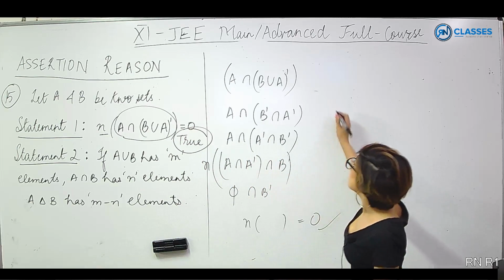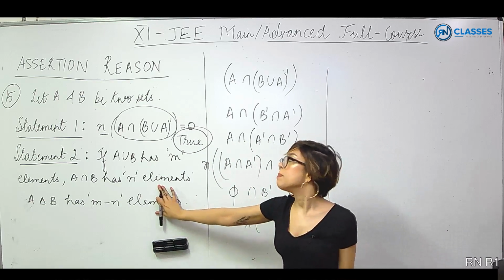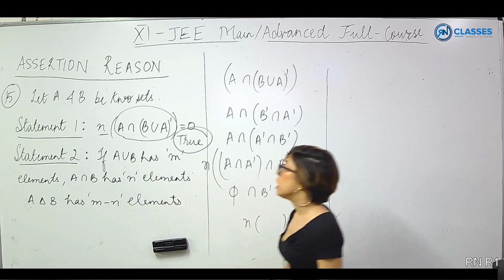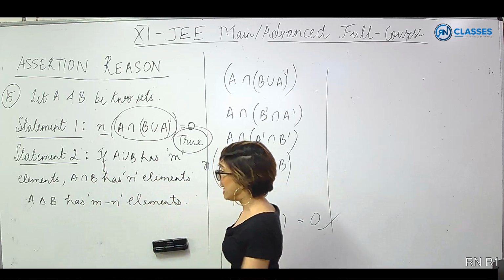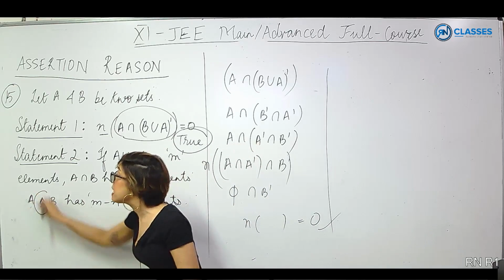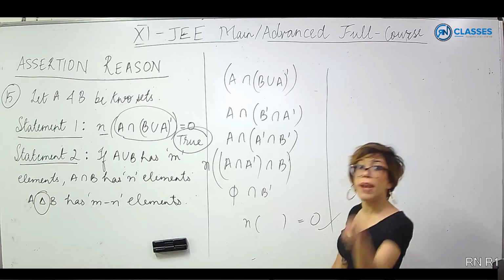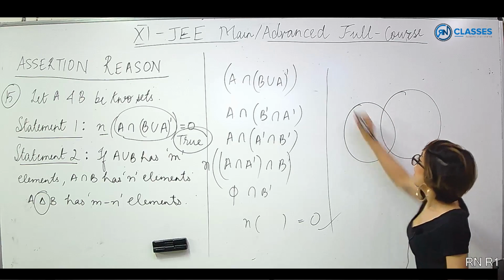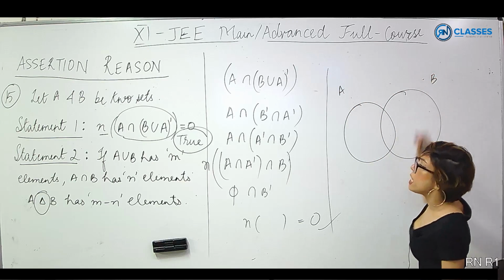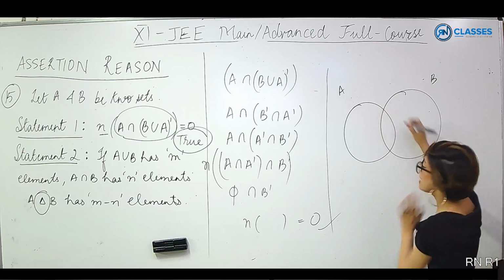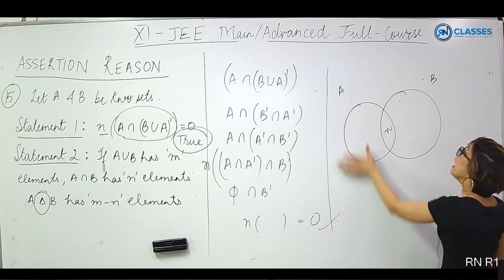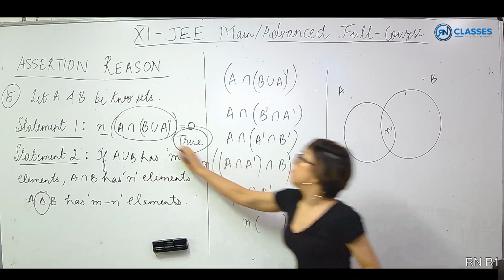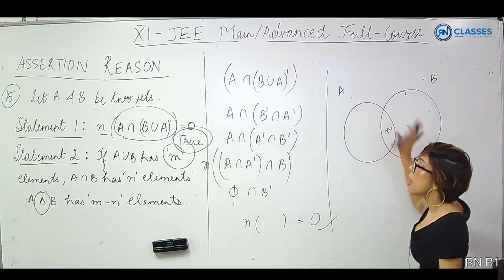Alright. Let me see whether statement 2 is true or not. Now he says A union B, then he is talking about A intersection B, then he is talking about A symmetric difference B. Let me just study the Venn diagram. Right, this is A, this is B. A intersection B is this region and he says it has n elements. And A union B, that means this plus this, that is m. Total number of elements should be m.